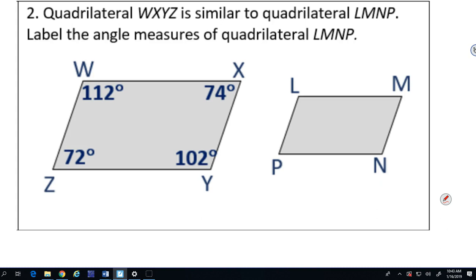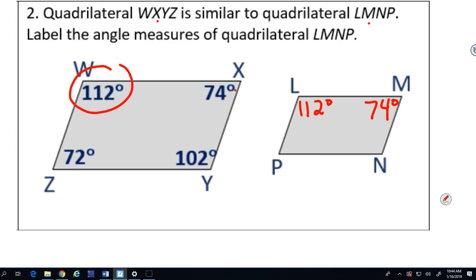All right, let's look at the next one. This tells us that quadrilateral WXYZ is similar to LMNP. So we're labeling the measures. We know that W is going to go with L. So if W is 112, so is L, okay? Because we know that similar figures have congruent angles. You're writing this down on the paper that I gave you, the little half sheet. And then, if I know that X is 74, X goes with M. M is also 74 degrees.